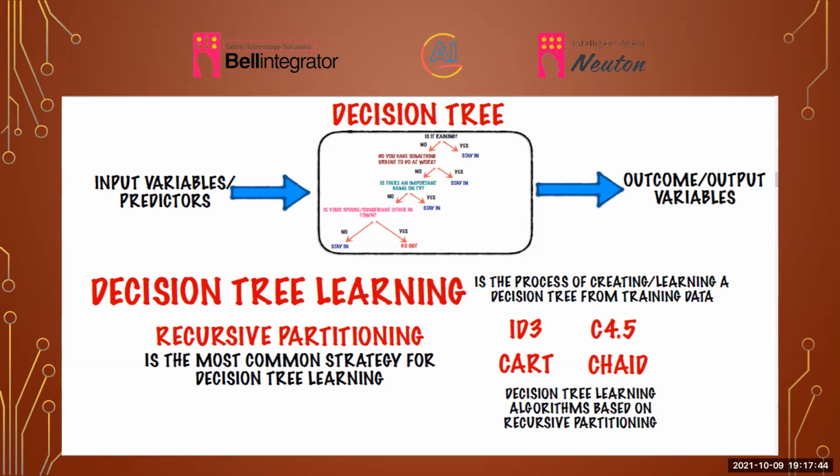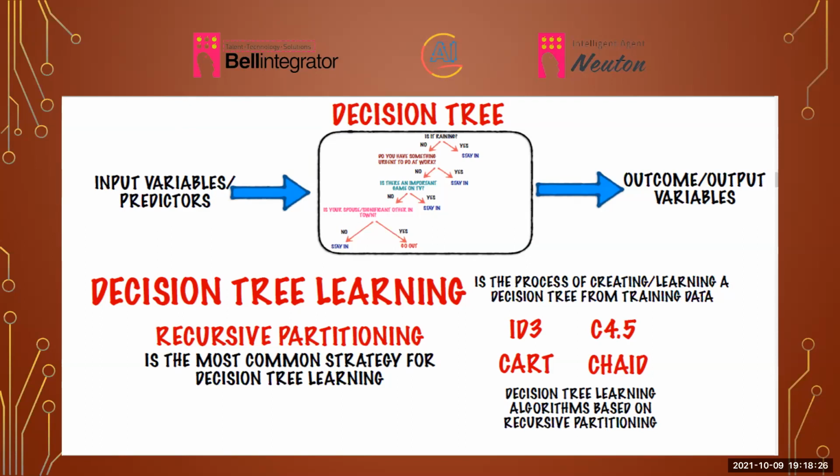There are types of this algorithm. One is ID3, C4.5, CART, that is classification and regression tree, and CHAID. Here, ID3 was more of a categorical type of variable. It was not good at handling continuous variables. So came C4.5. Basically, C4.5 is the successor of ID3.